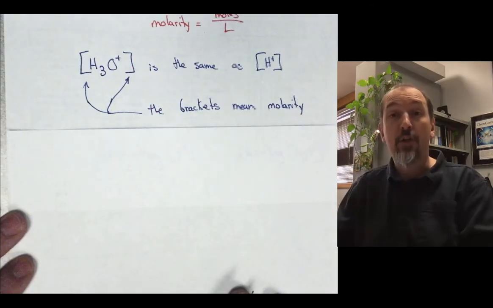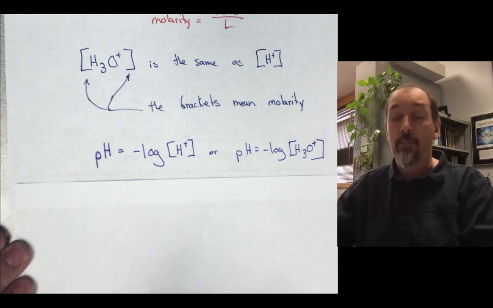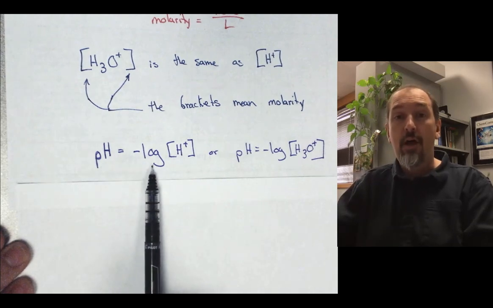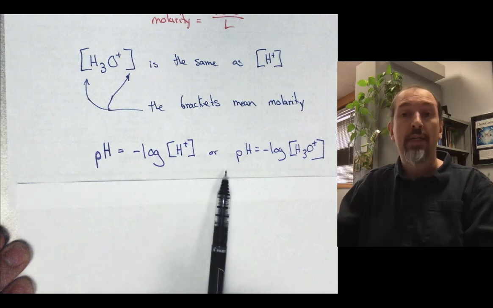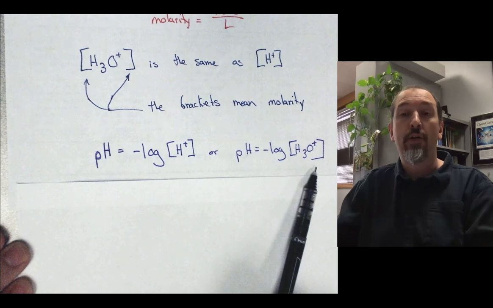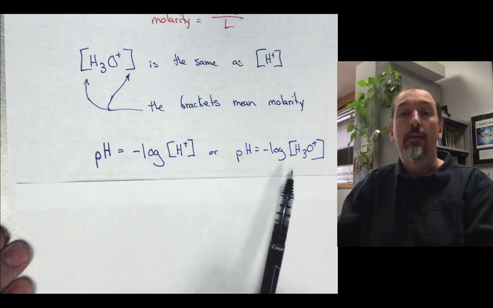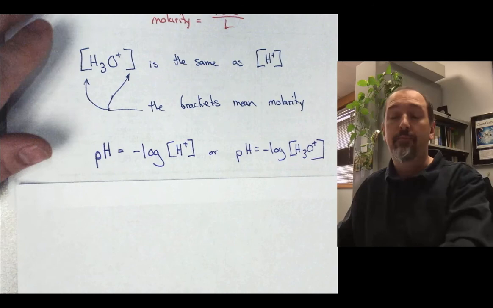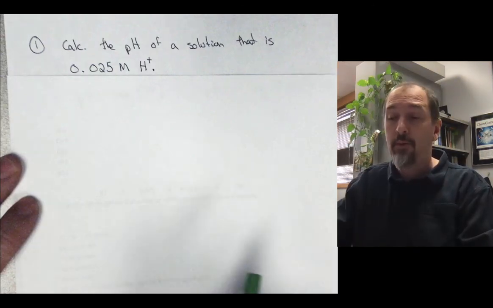Now that we've got our terminology down, we can take a look at how we actually calculate the pH. The pH is equal to the negative log of the concentration of protons, or the pH is equal to the negative log of hydronium. So again, we use those two things interchangeably. It can be either one, but we take the negative log of that concentration, and that will give us the value of the pH.